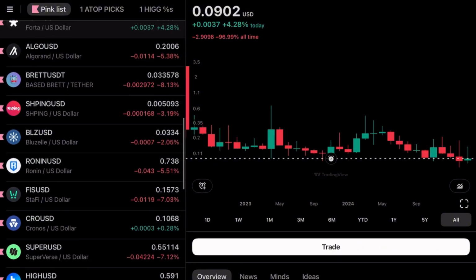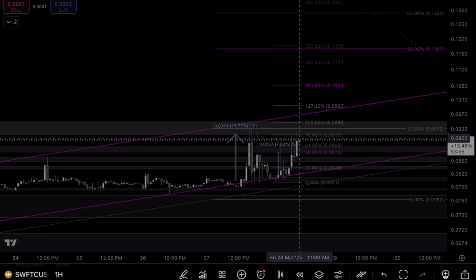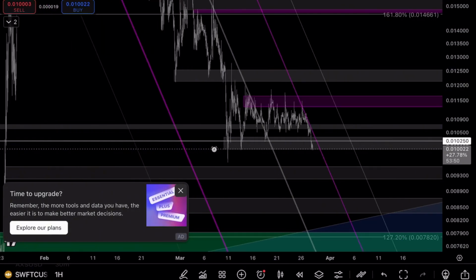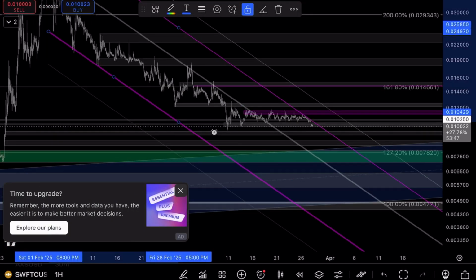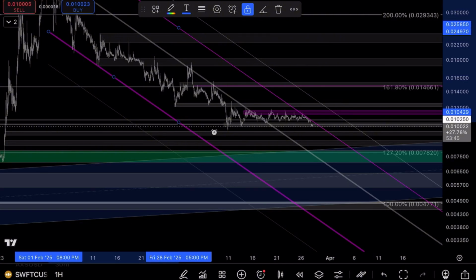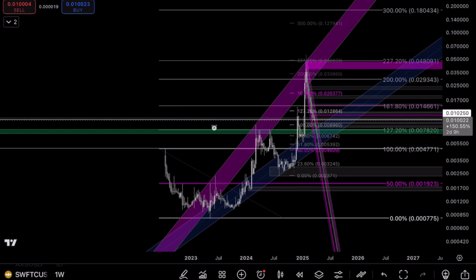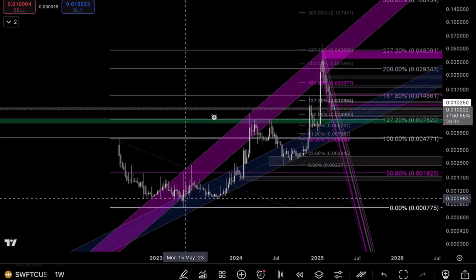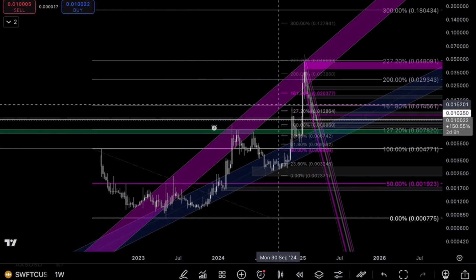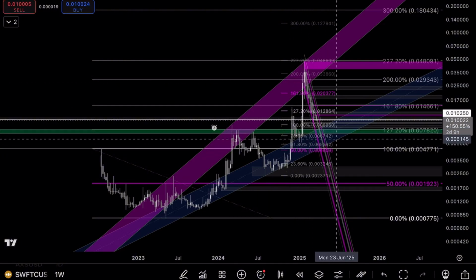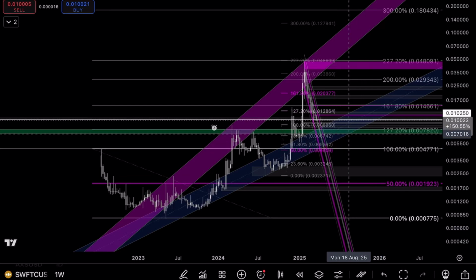Where is it? Here we go. So when I look at the weekly, Swift has been making higher highs, right? So that's somewhat bullish for me. I just want to see how it reacts to this major demand zone right here, and put an alert.